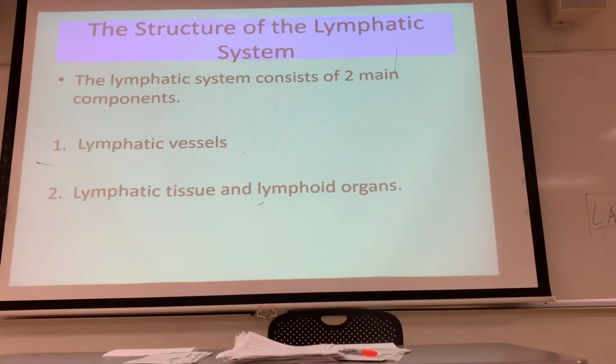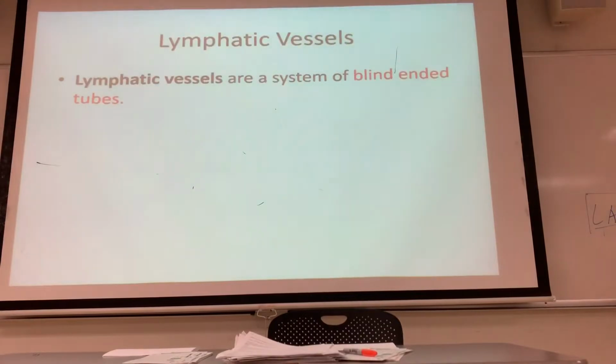So, okay, two main components of the lymphatic system. One is the lymphatic vessels. We will study the trunks of the lymphatic vessels, just like when you study your arteries and the veins, okay? And then the tissues and the lymphoid organs. So there are two categories there. The lymphatic system is a system of blind-ended tubes, okay? So very different from arteries and veins, okay?